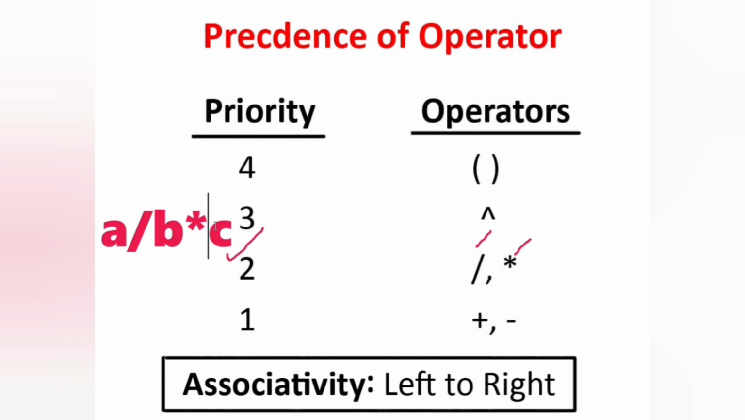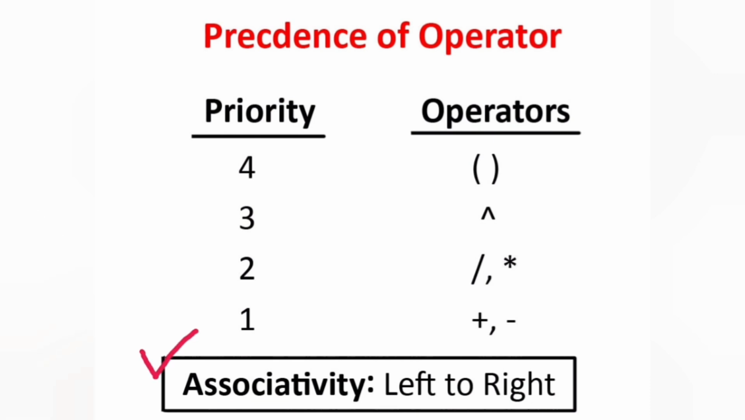In those cases, you have to see the bottom one, which I have written, that is the associativity of the operator. This one you have to keep in your mind. Associativity means when there are multiple operators of the same priority, which one will perform first. Of course I will give an example, then you can understand.